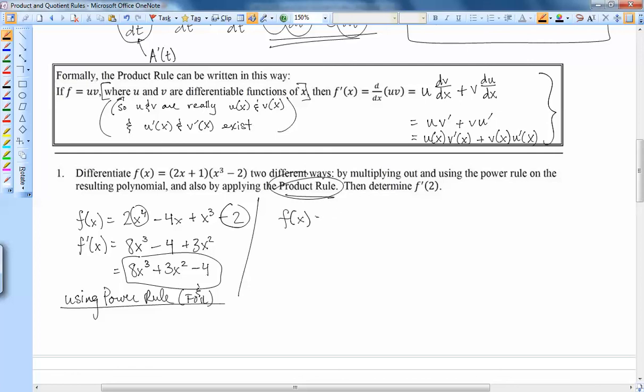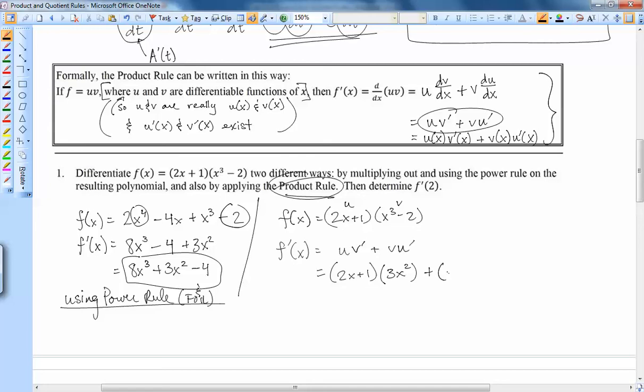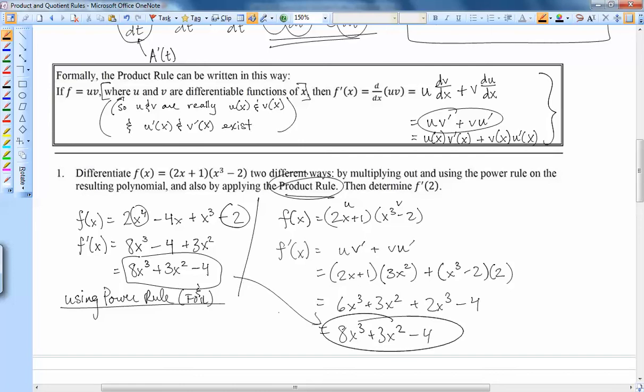So now I want to try it using the product rule, where you don't actually multiply this out. So I'm going to start out writing the original again, 2x plus 1 times x cubed minus 2. And I'm going to call this one u and this one v. So I know that f prime of x is uv prime plus vu prime, like that. Well, u is 2x plus 1. V prime is 3x squared. V is x cubed minus 2. And u prime is 2. And so if I multiply all this out, I get 6x cubed plus 3x squared plus 2x cubed minus 4. And then if I simplify that, I get 8x cubed plus 3x squared minus 4. There we go. So you can see same thing either way.